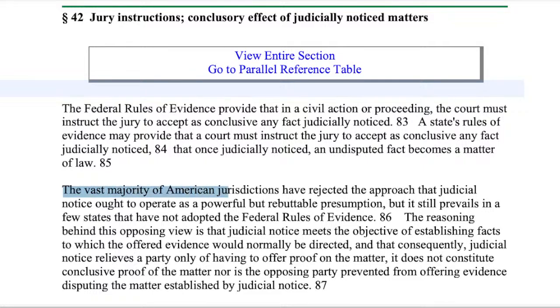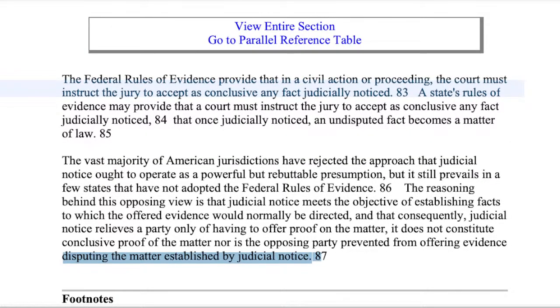The vast majority of American jurisdictions have rejected the approach that judicial notice ought to operate as a powerful but rebuttable presumption. But it still prevails in a few states that have not adopted the federal rules of evidence. The reasoning behind this opposing view is that judicial notice meets the objective of establishing facts to which the offered evidence would normally be directed, and that consequently, judicial notice relieves a party only of having to offer proof on the matter. It does not constitute conclusive proof of the matter, nor is the opposing party prevented from offering evidence disputing the matter established by judicial notice. So even if it's judicially noticed, it can still be challenged.